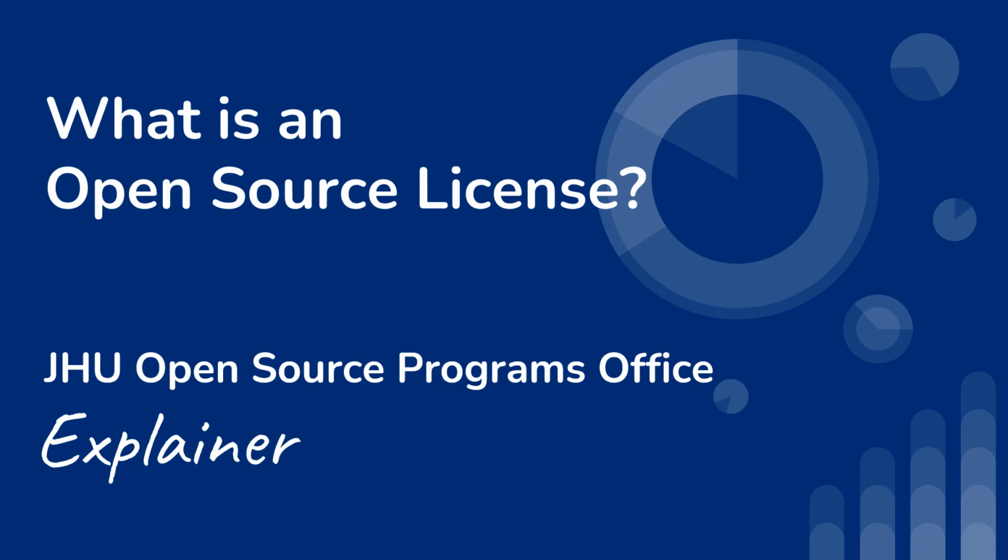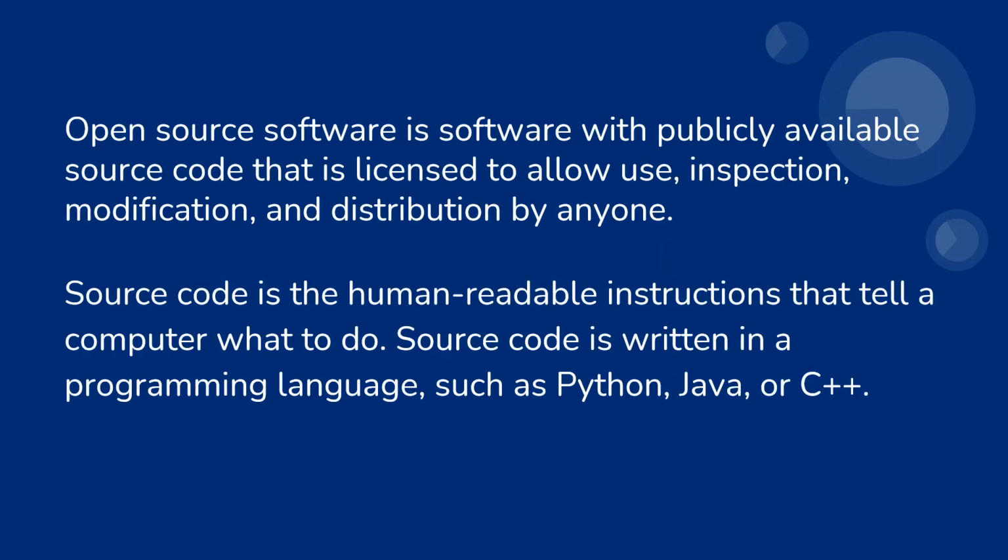Today's explainer: what is an open source license? Open source software is software with publicly available source code that is licensed to allow use, inspection, modification, and distribution by anyone. Source code is the human-readable instructions that tell a computer what to do. Source code is written in a programming language such as Python, Java, or C++.